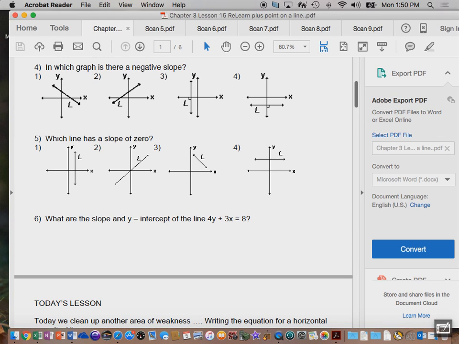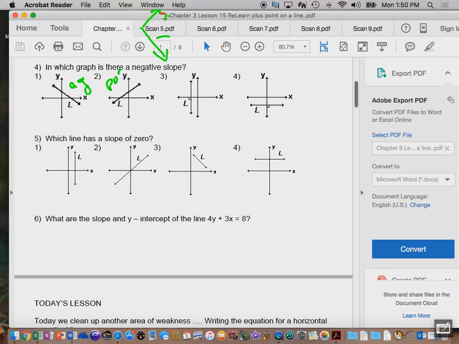In which of these graphs is the slope negative? Someone who hasn't helped yet. Manny. Choice 1, good. Remember, a negative slope always goes down. So this is a negative slope. Which one has a positive slope? Davis? Good, 2 is right. This is a positive slope.